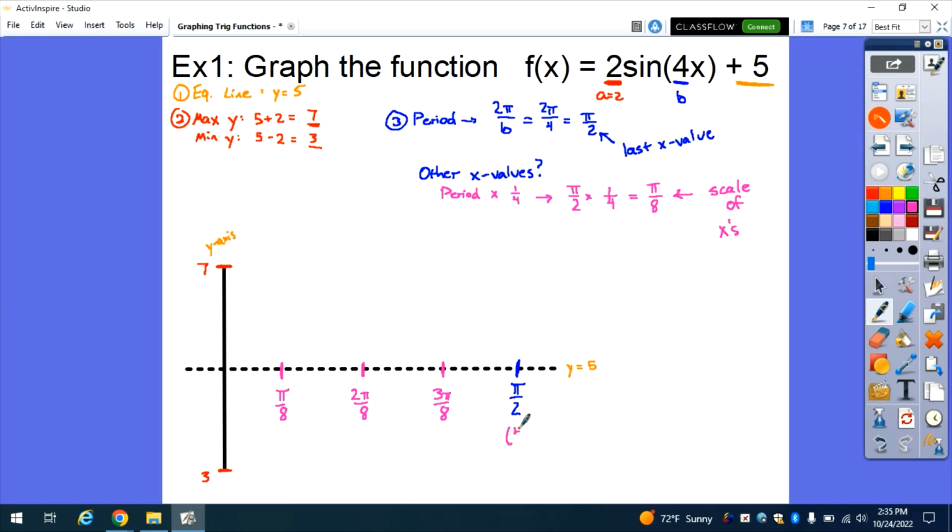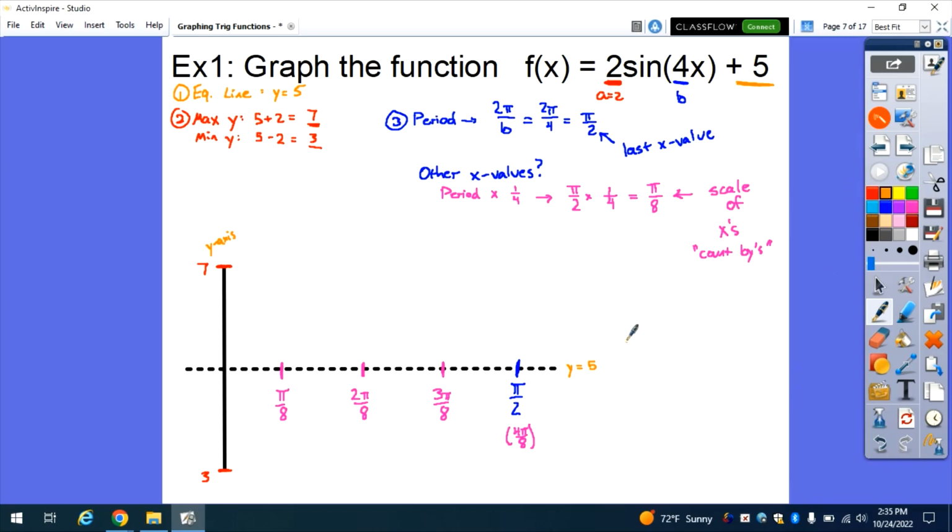Now this one would be 4 pi over 8. Well, what is 4 pi over 8 reduced down to? Pi over 2. So this is what we are counting by on our x-axis, whatever the period times 1/4 is. So now we've got everything we need.